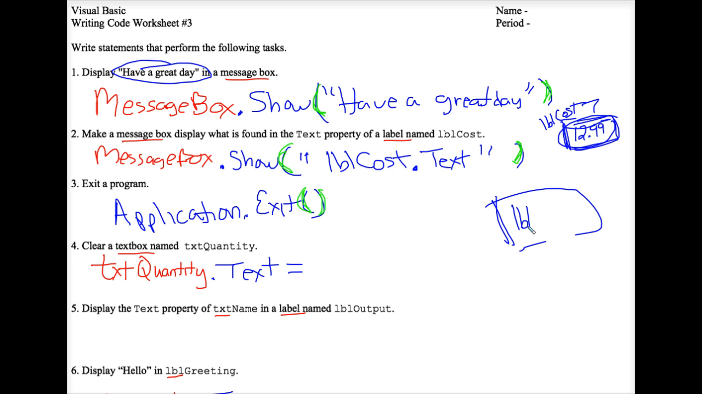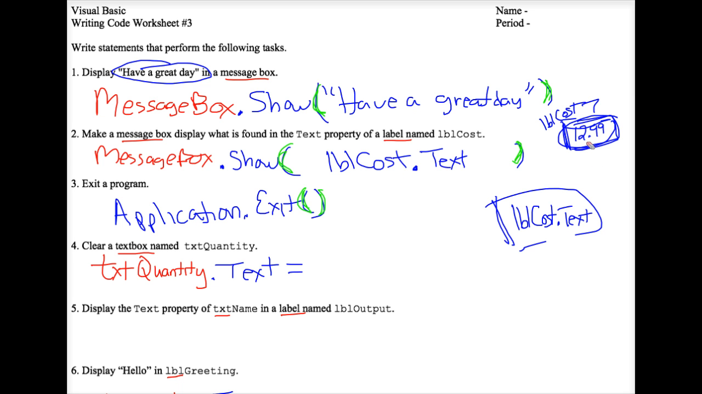Yeah, it'd be the letters lblCost.text, which no customer wants to see as a price that they owe. That makes no sense to a customer in the store. They want to see the $12.99. So the correct way to code this is to not have quotes there for number 2.